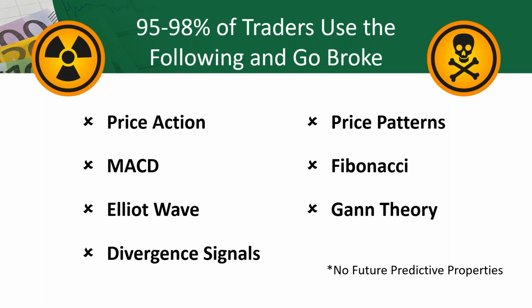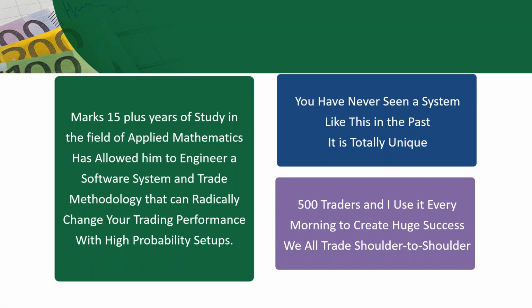So why do they say that 95 to 98% of traders go broke? Because they're following the same old things that everybody's been teaching that honestly, they just don't work. Sure, some people might be good at it, but overall, most people, these things: price action, MACD's lagging indicator, Elliott Wave, divergence, Fibonacci's, all this stuff doesn't have any future predictive properties. Now, I'm not saying that the money flow tracker has future predictive properties, but it does a pretty damn good job at giving us high probability setups.